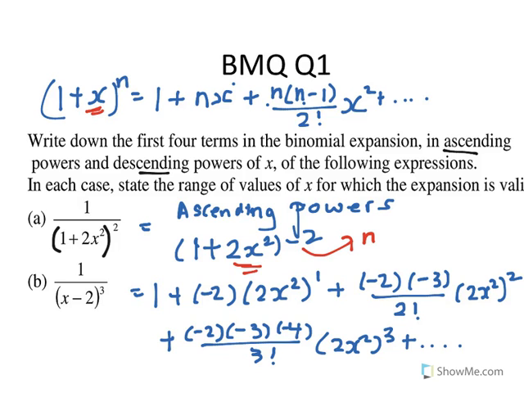Simplifying the answers for question 1A, this is what you'll get. Ideally, the answer is going to be 1 minus 4x squared plus 12x to the power of 4 minus 32x to the power of 6, after simplifying all the coefficients. Then we need to check that the expansion is valid for a certain range of x. Okay, so what's the expansion valid for?